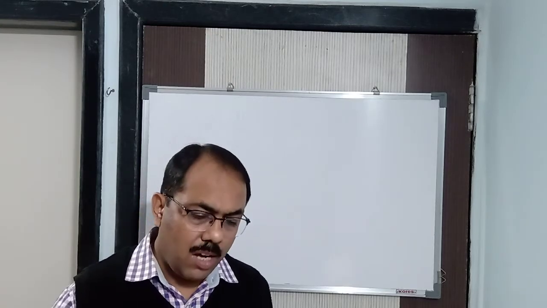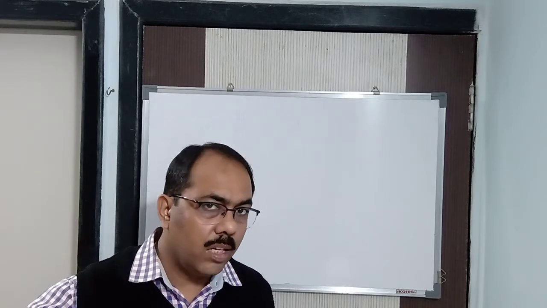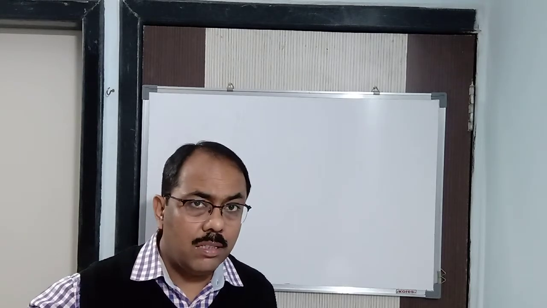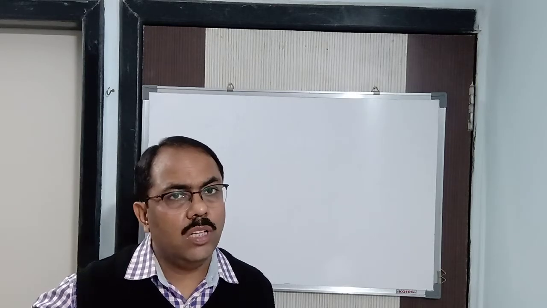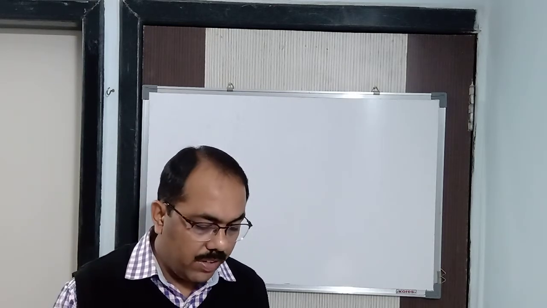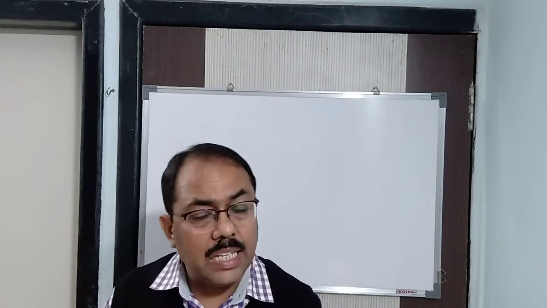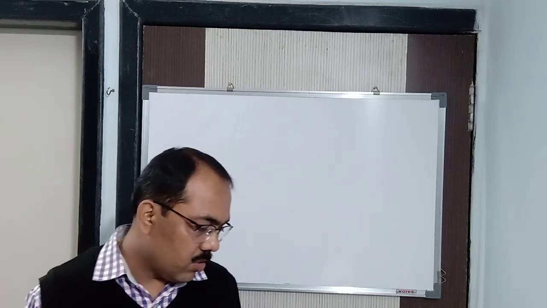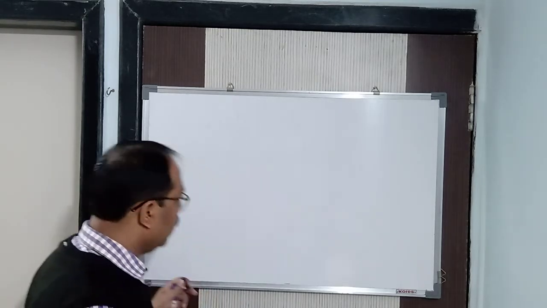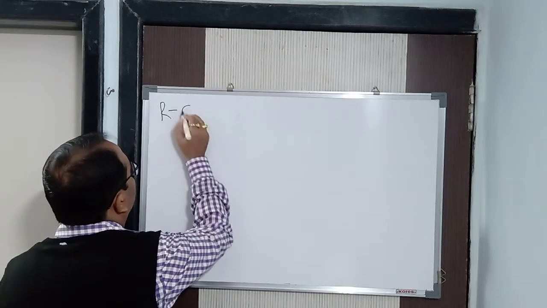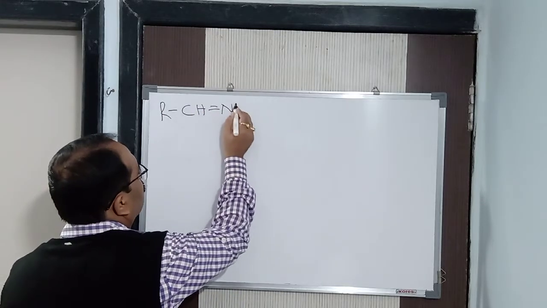So what you will do is that RX plus alcoholic KCN, you got RCN. RCN on reduction will give you RCH2NH2. Clear? In this way you can convert any alkyl halides to amines. It can be done. Got it? Reduction process. Now next is the reduction of oximes, that is RCH=NOH.